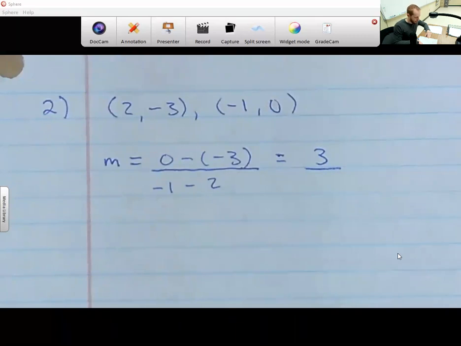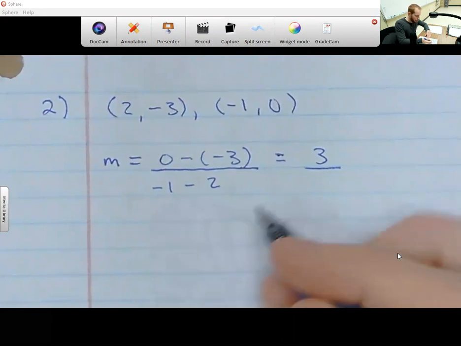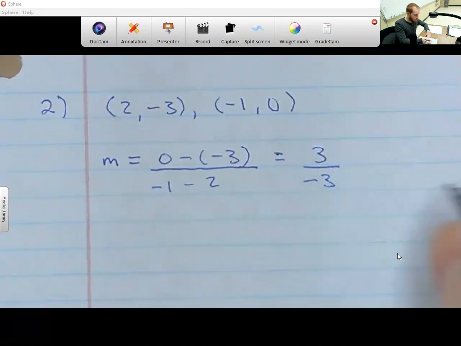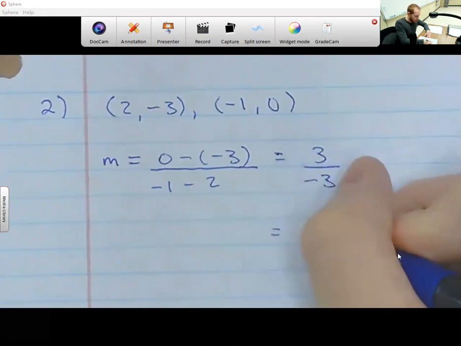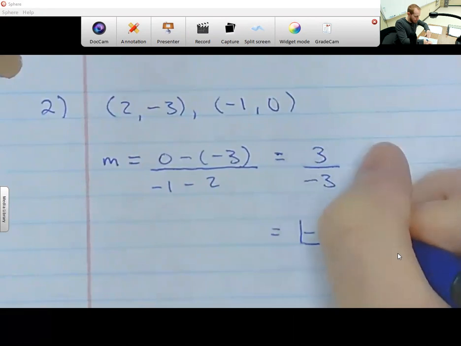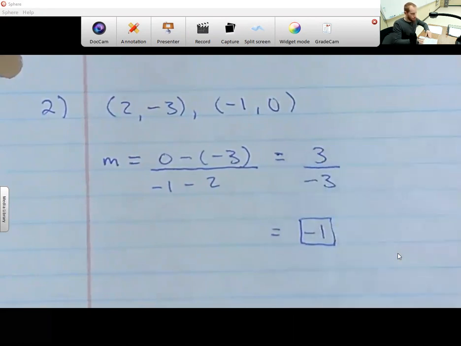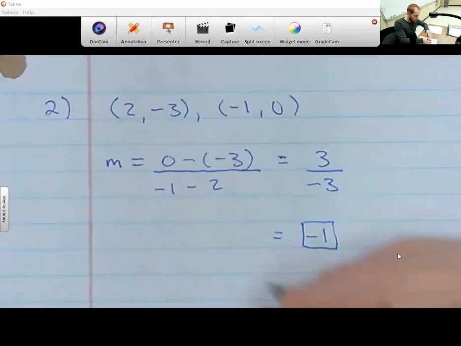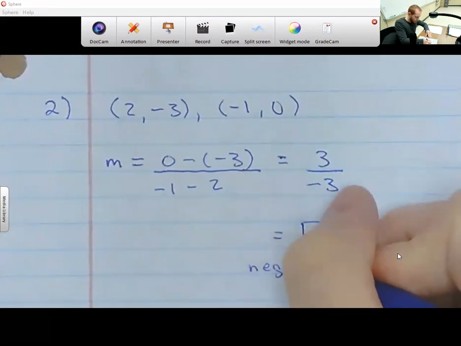So then what's going to be on the bottom? It's going to be a negative 3, right? Because I'm doing -1 minus 2. And then 3 divided by -3, that's going to be -1. That's my answer. So since I get a -1 for my answer, my slope is negative. So this is negative slope.